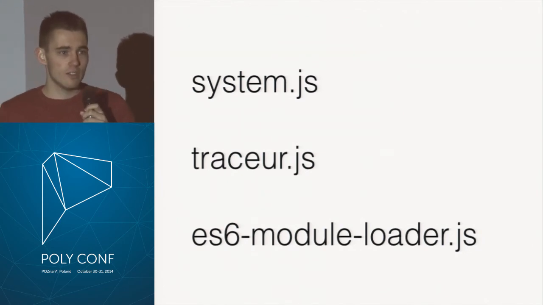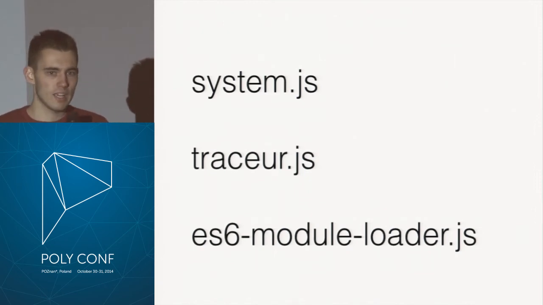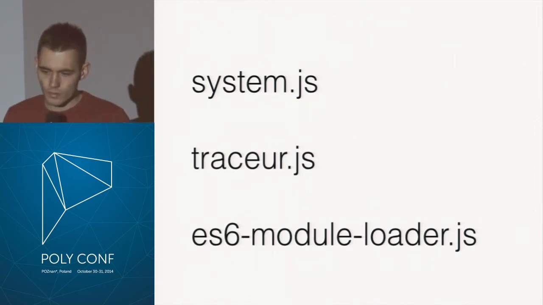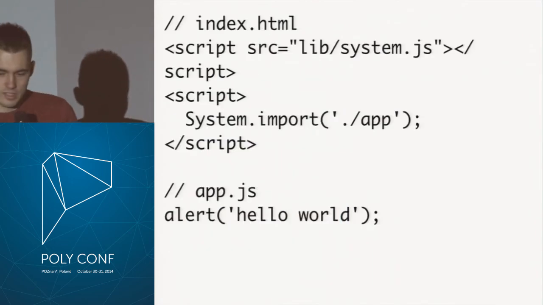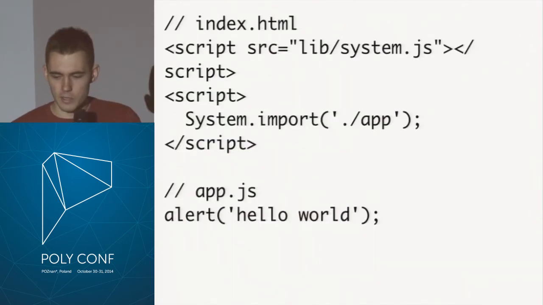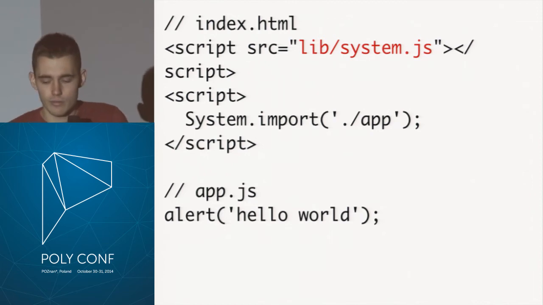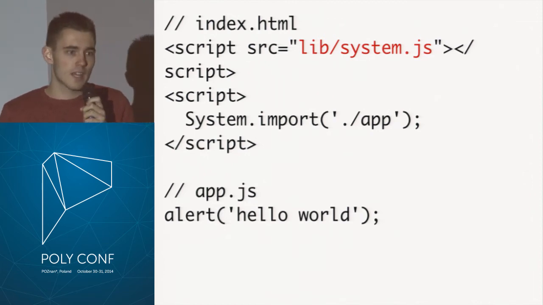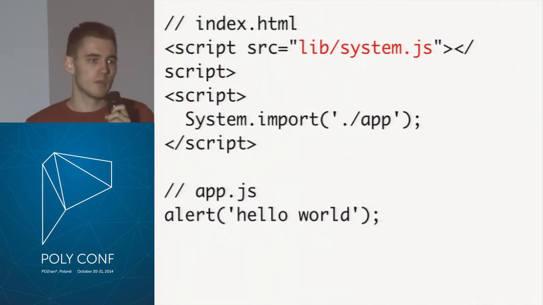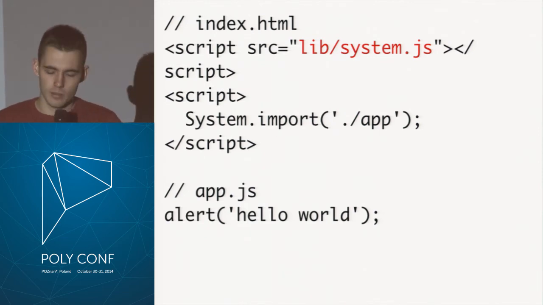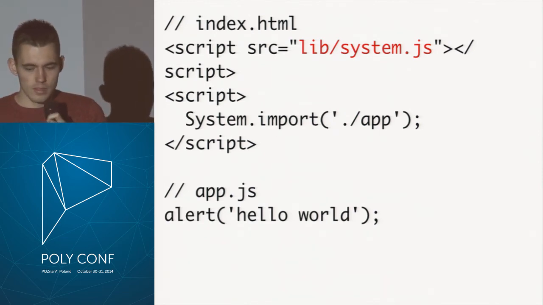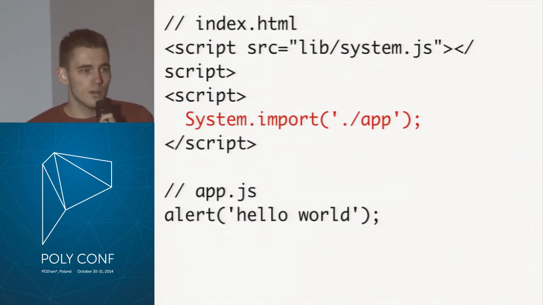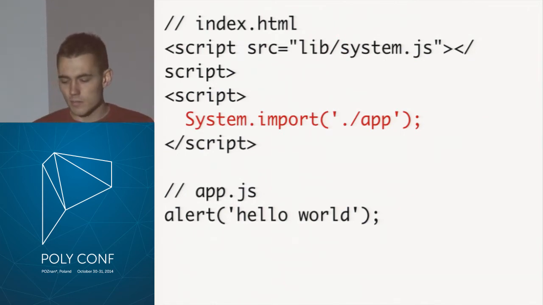A combination of these three things can give you effectively full ES6 module support. And it's really straightforward to set up as well. So what you do is you first load in the System.js file, which you just download from GitHub. You also have to download Traceur and the ES6 module loader, but you don't have to include them. Then we use this System.import to import our main app file.